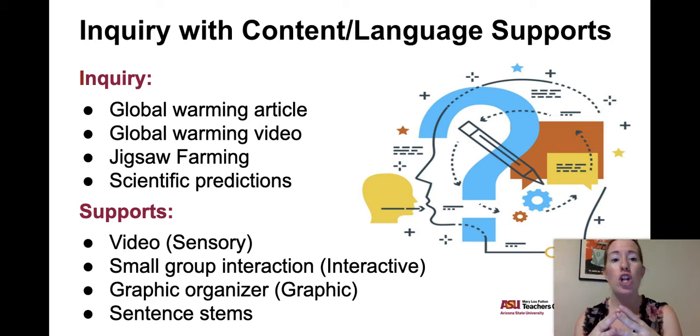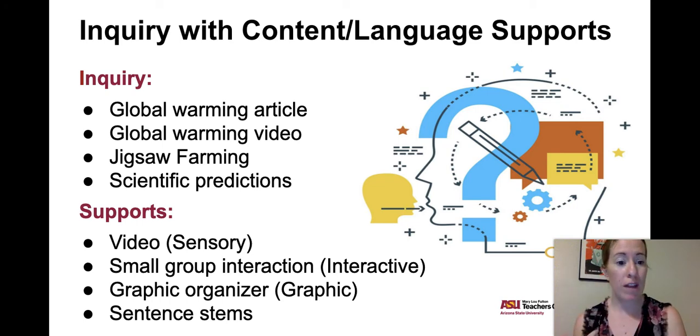Okay, we wanted to learn more about Arizona. So then we did that jigsaw on the farming in Arizona so that we could actually have the content knowledge that we needed in order to make predictions. Then we did scientific predictions. In that inquiry, we used that FITS lab resource to really understand what effects climate change would have on specific locations. All right, that's a lot of inquiry. But we didn't just have those things. We really built supports in.